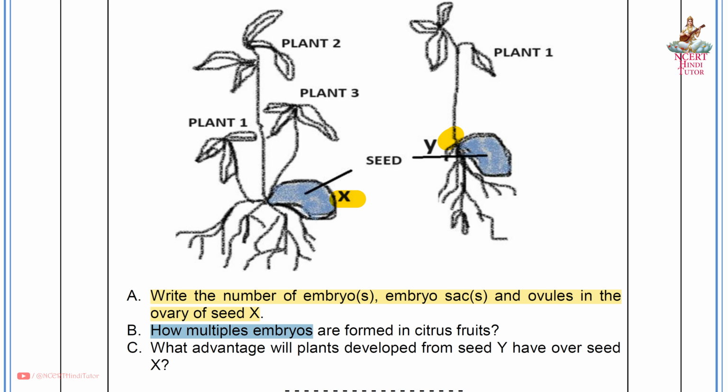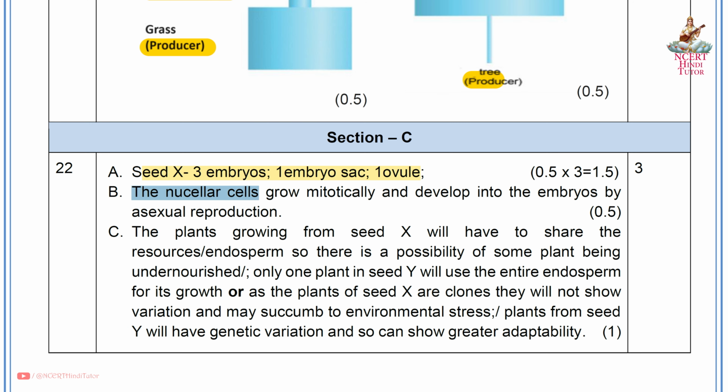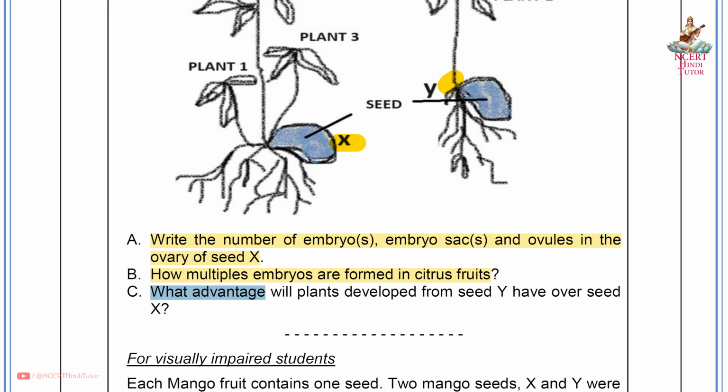B. How are multiple embryos formed in citrus fruits? Answer. The nucellar cells grow mitotically and develop into the embryos by asexual reproduction. C. What advantage will plants developed from seed Y have over seed X?